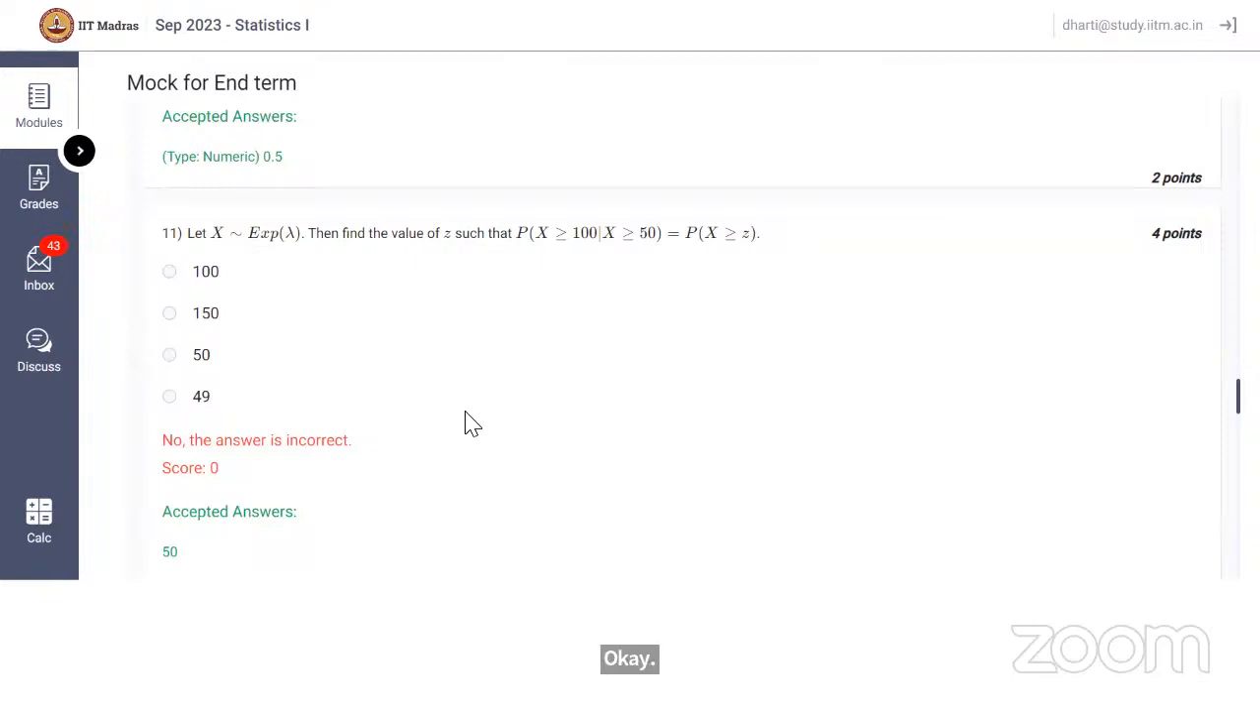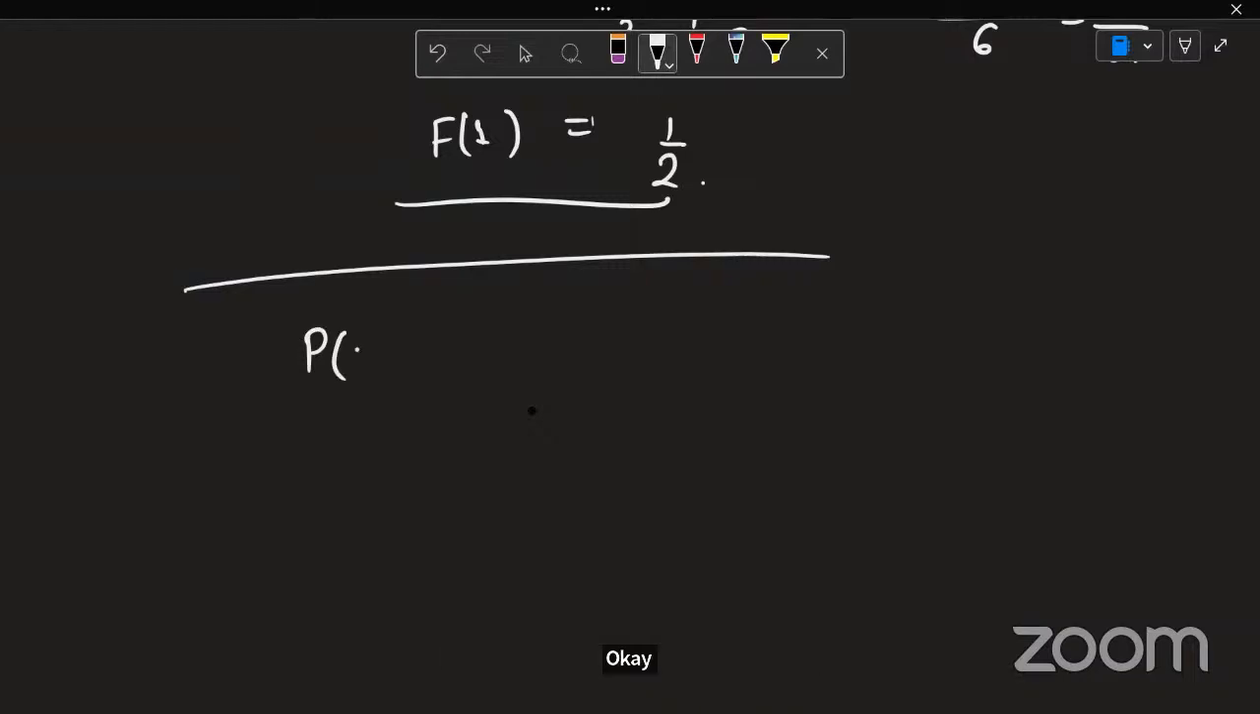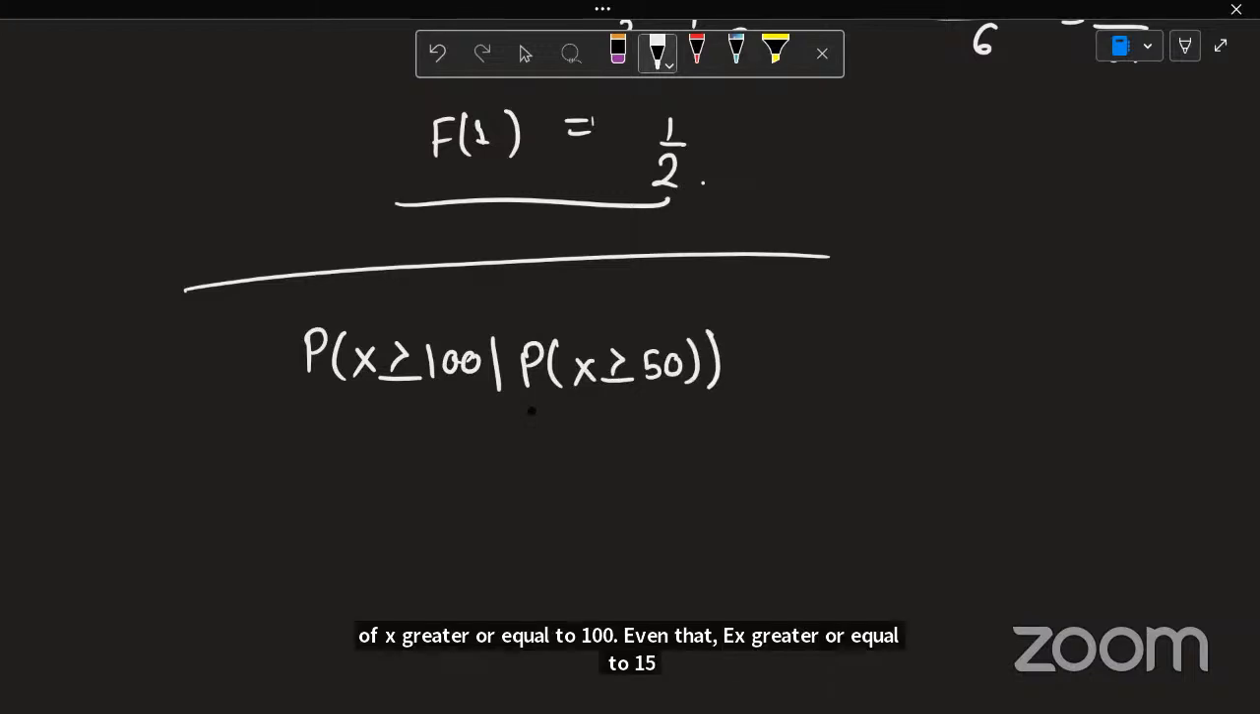X is following exponential distribution with parameter lambda. Then find the value of z such that probability of x greater or equal to 100, given that x greater or equal to 50, is equal to probability of x greater or equal to z. Conditional probability, you know, right? What does it mean? If we have to solve, how will we go with this condition?